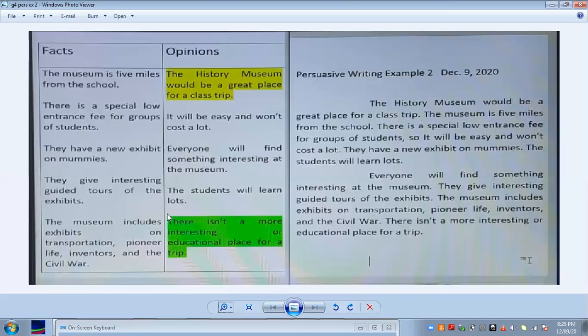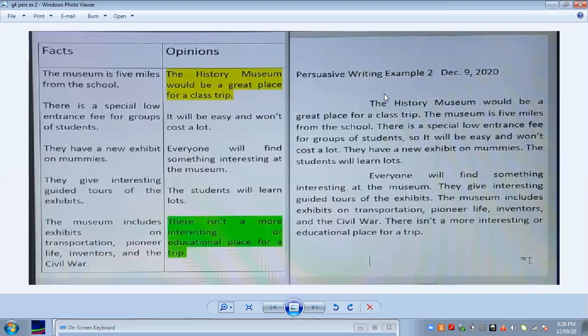Okay, this is also an opinion because it's what I think. I think it's educational and I think it's interesting. Someone else may go to the museum and come out and say that was very boring. Okay, so it is your opinion, it is what you think. Now, we took the facts and the opinions, and we put them together in two paragraphs.